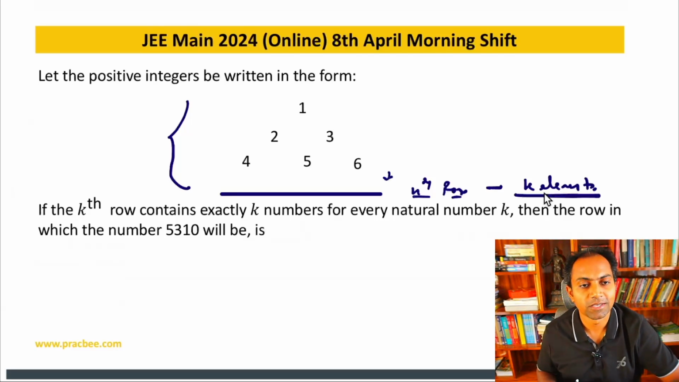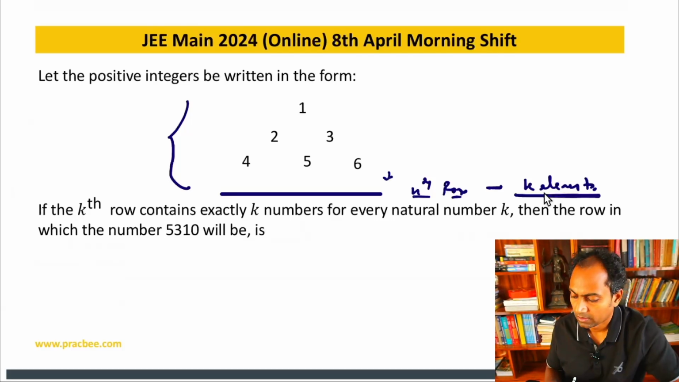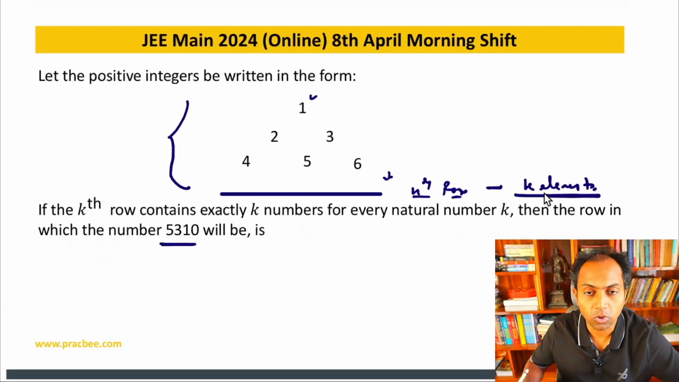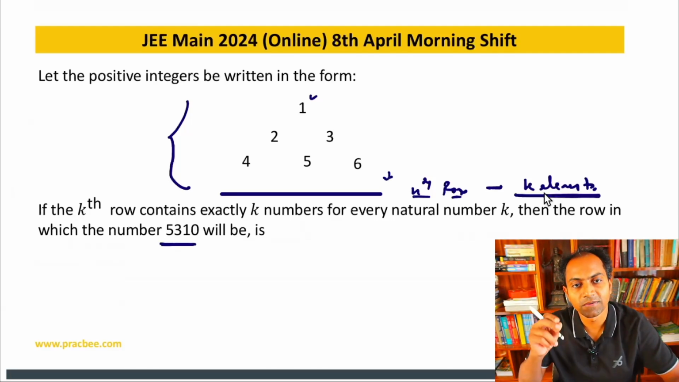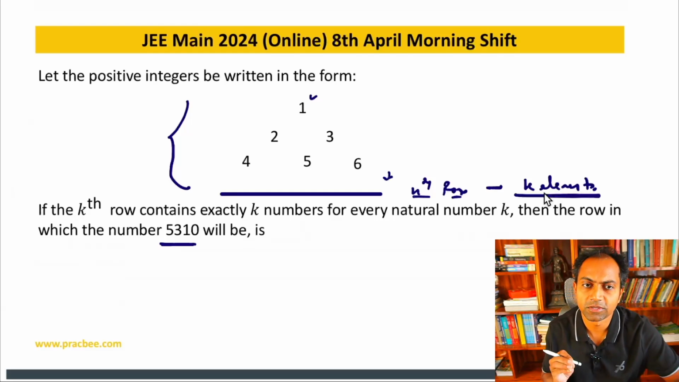Once you have read this carefully, what they are saying is, if k is the row in which 5, 3, 1, 0 lies, then what is the value of k? Now you can see that since it starts from 1, whatever the element is, like 5, 3, 1, 0, this is also the number at which it will arrive in the arithmetic progression 1, 2, 3, 4, 5, 6, 7, 8, 9, 10, because the common difference is equal to 1 and A is also equal to 1.